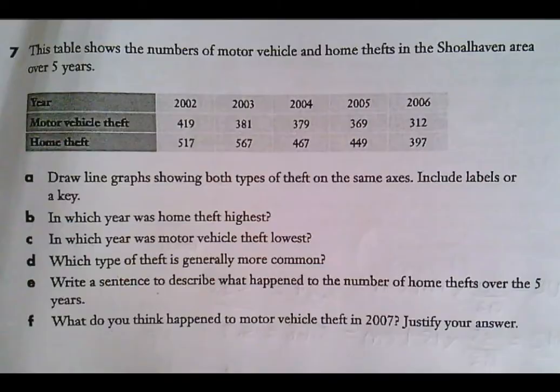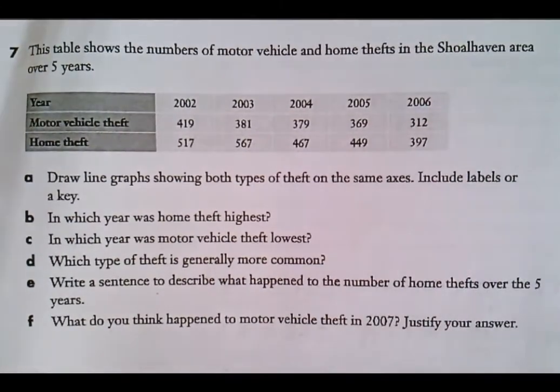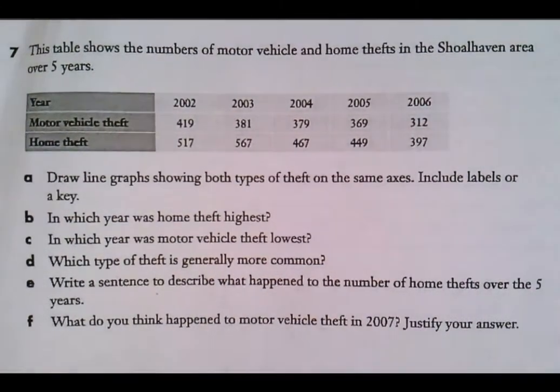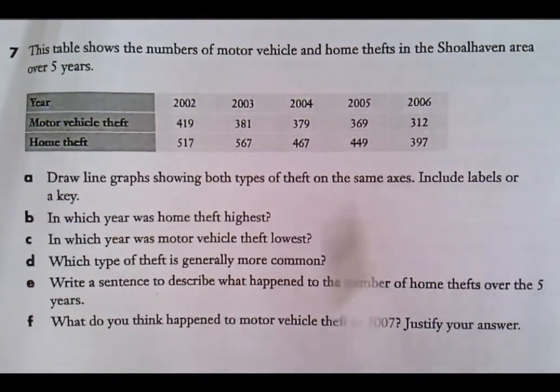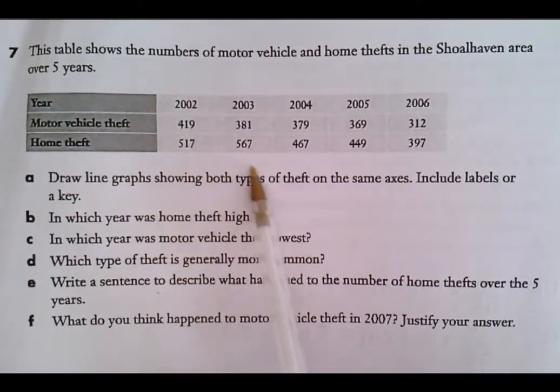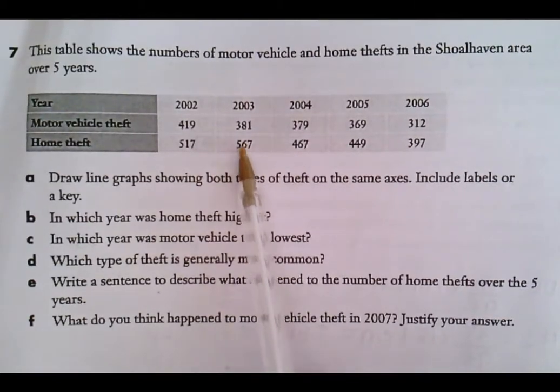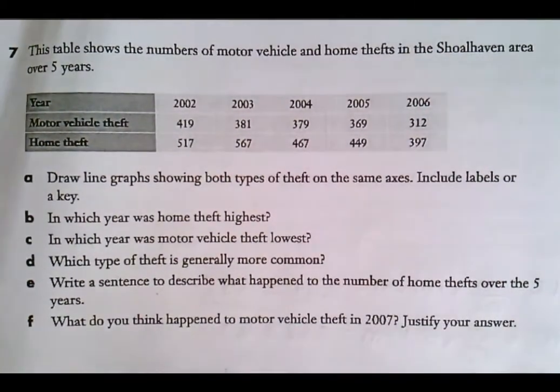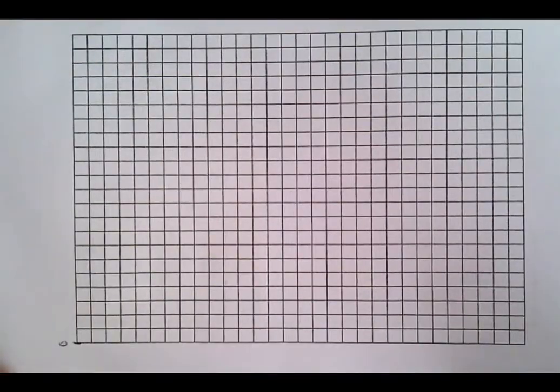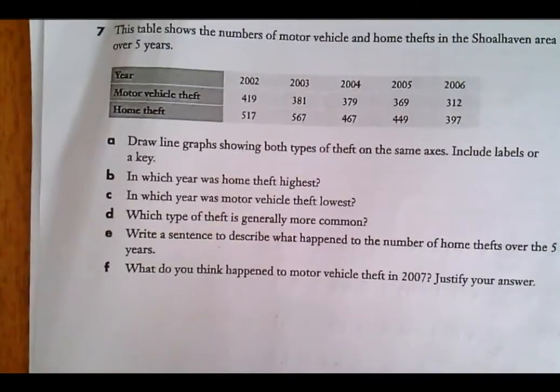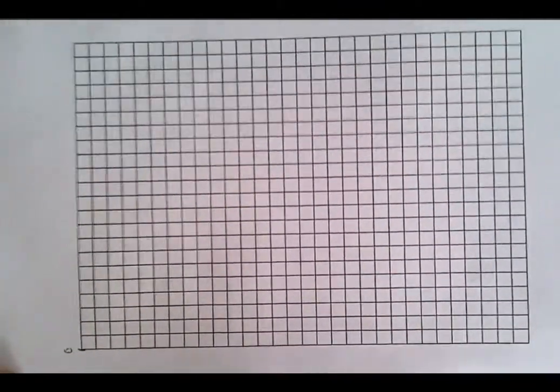Okay. Question 7. This table shows the number of motor vehicle and home thefts in the Shoalhaven area over 5 years, so from 2002 to 2006. Let's just look for the largest value on this graph because we need to plot. It's 467 and the smallest value is 312. Scale needs to, actually the highest value is 517.